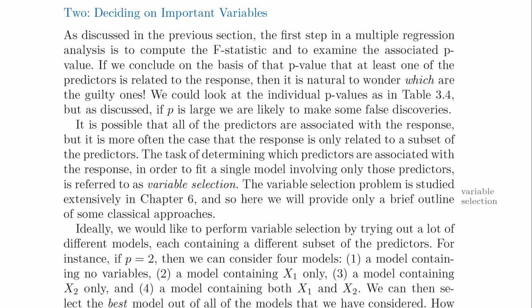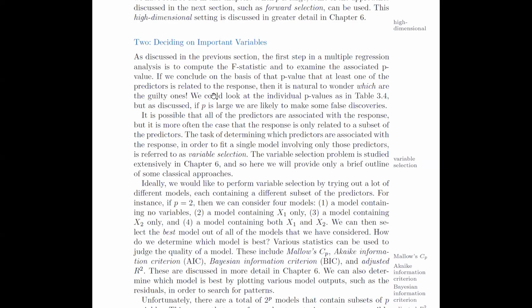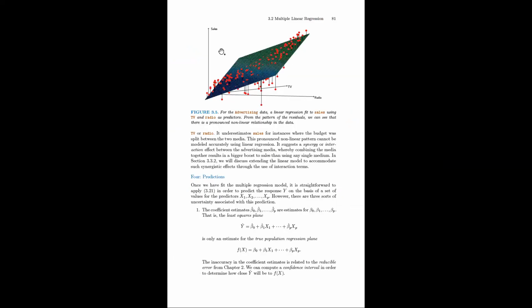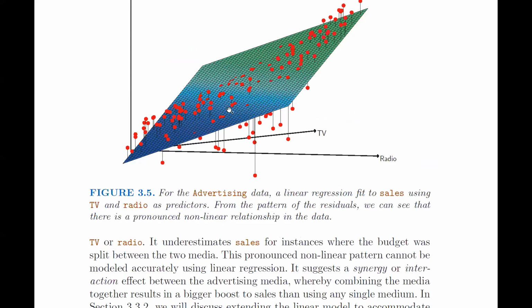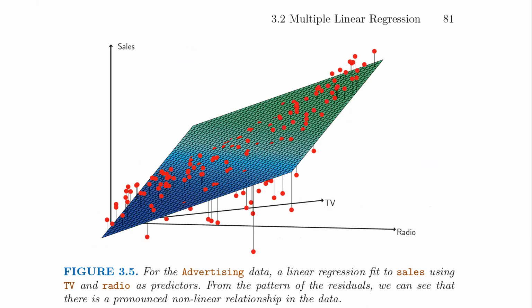Deciding on important variables. As discussed in the previous section, the first step in a multiple regression analysis, and let's just remind ourselves what we're doing in multiple regression. Multiple regression is you're doing something like this. This diagram is really the highest number of variables that we can hope to include in a diagram. We're using up all 3 dimensions that our brain is able to visualize.